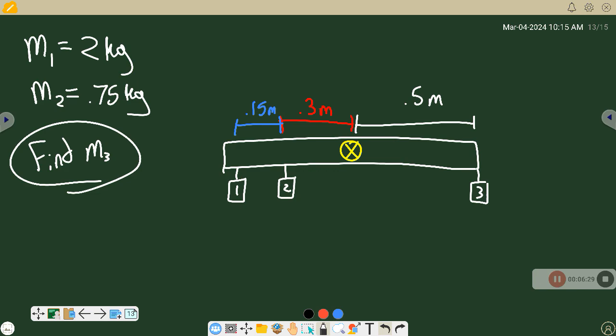So I've got a meter stick here, pivot point directly in the center. I've got 3 masses attached to this meter stick. Mass 1, which has a mass of 2 kilograms. Mass 2, which has a mass of 0.75 kilograms. And mass 3, but we don't know the mass of mass 3. We're actually going to find it out. What we do know is that this object is currently in static equilibrium. It's perfectly balanced out. So we're going to use that to calculate the mass of mass 3.